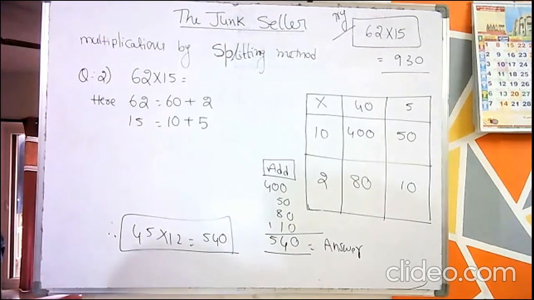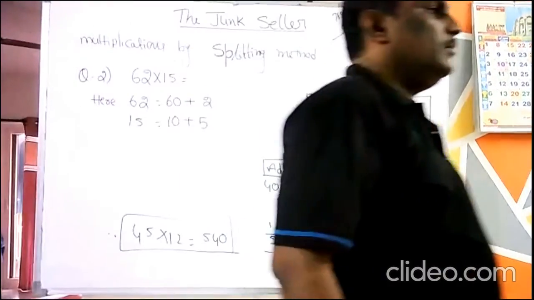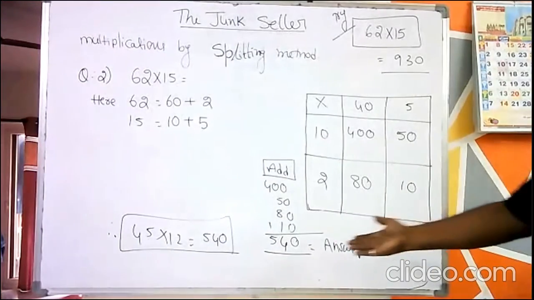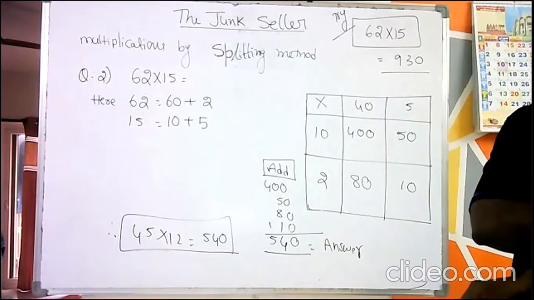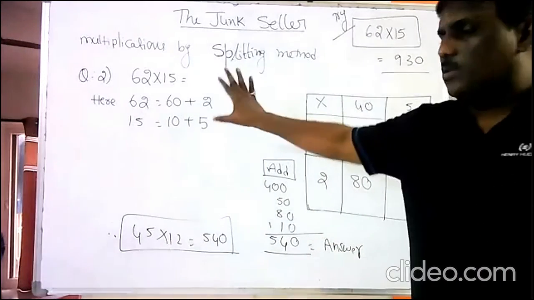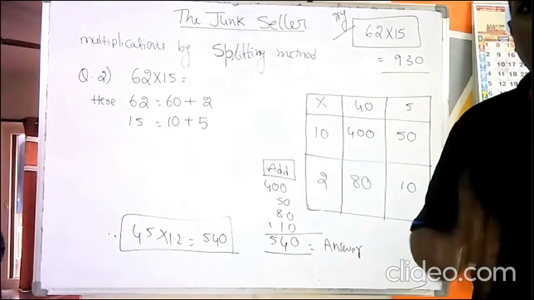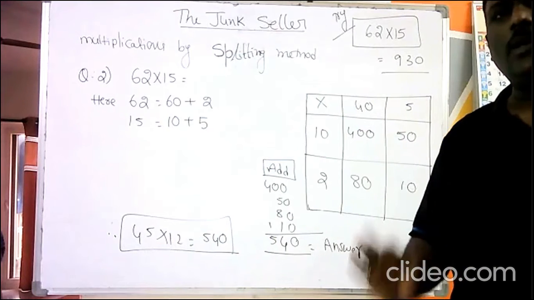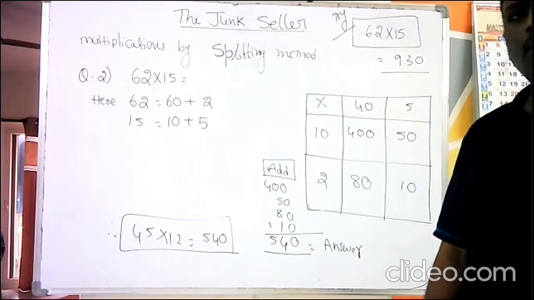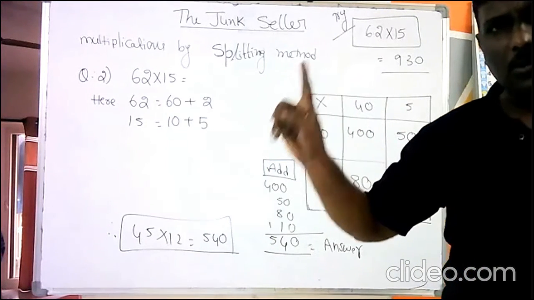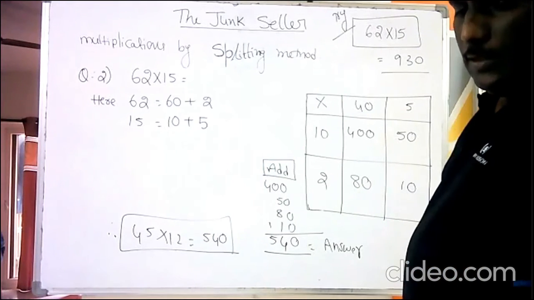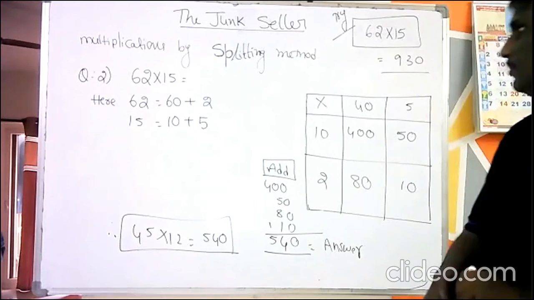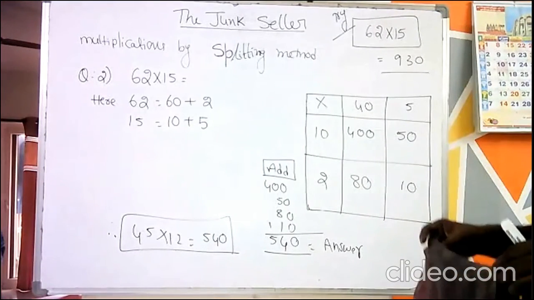Sir, first answer is 540. Done. First question is done. Copy immediately. Don't waste your time. I have told you clearly: first question, copy. You are wasting your time on unnecessary questions. The first question is done. I would like to go for the second question. Second question answer is 930, sir. 930, correct. Very good.